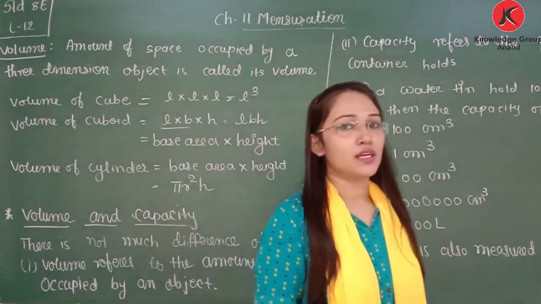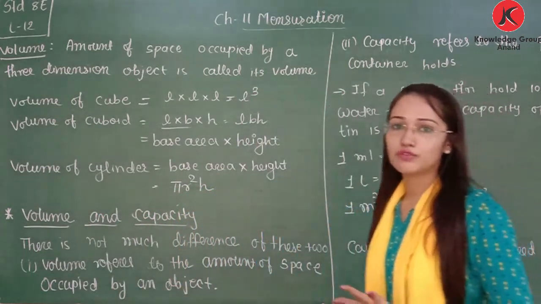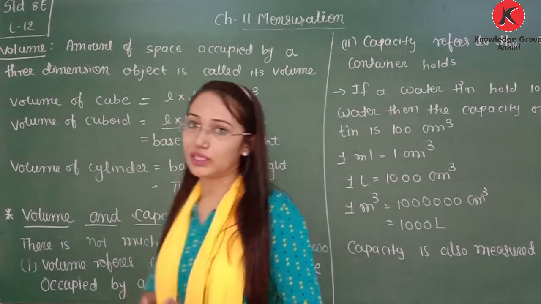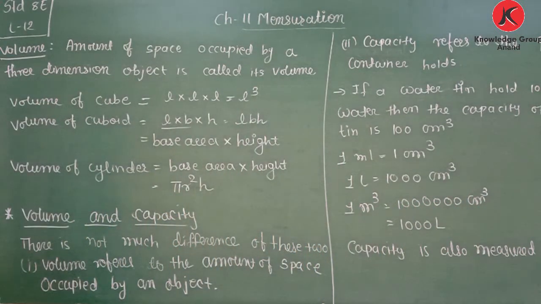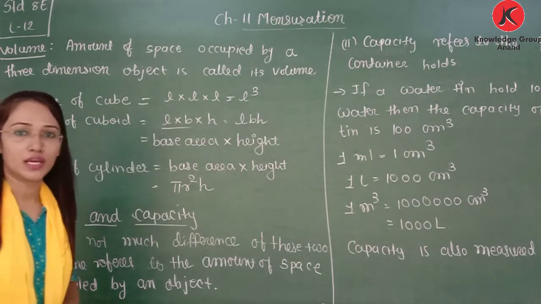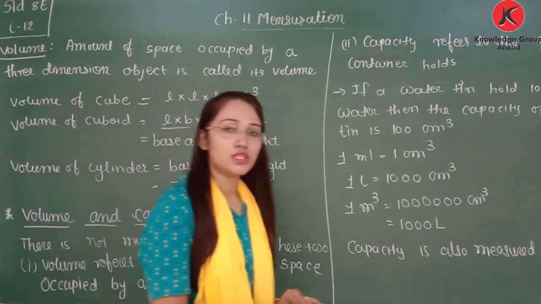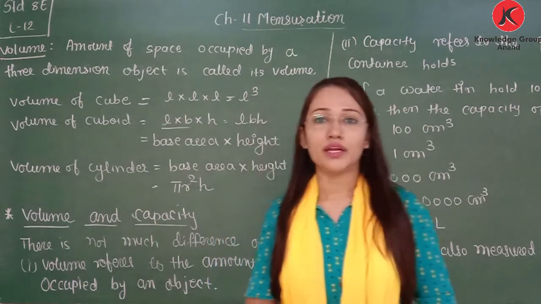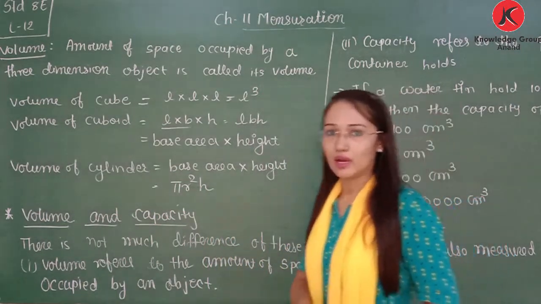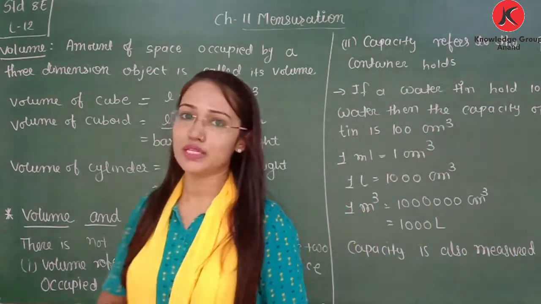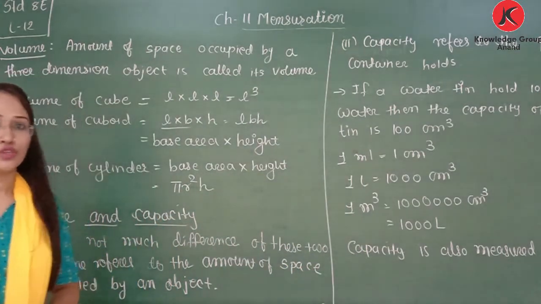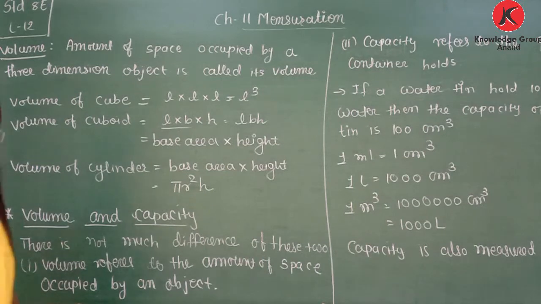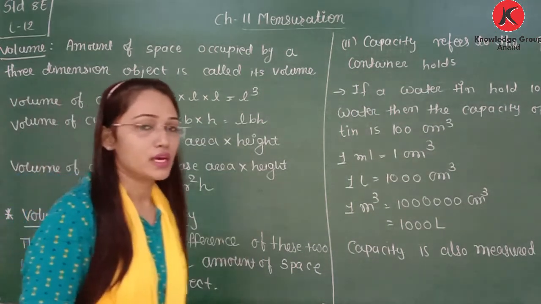So we need to revise that topic. What are the equations for a cube, cuboid, and cylinder? Because you need to remember the equations properly. What is the equation for a cube's surface area? That is 6L square. What is the surface area of a cuboid? That is 2 inside the bracket LB plus BH plus HL. And what is the surface area for a cylinder? It is 2 pi r inside the bracket r plus h.